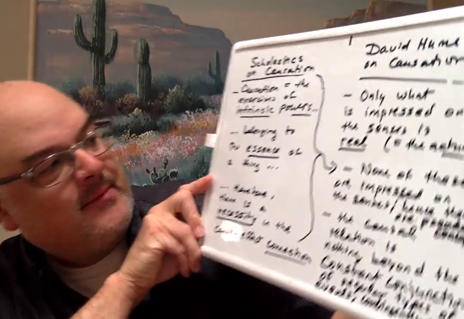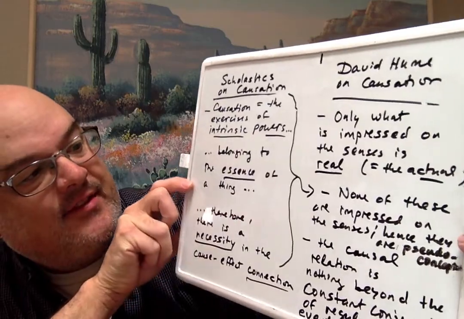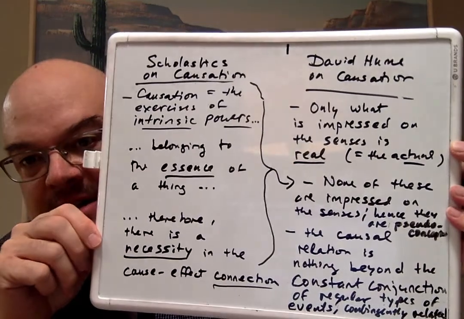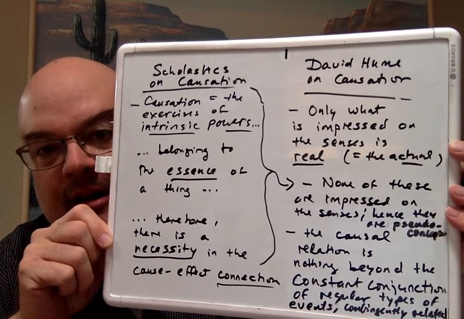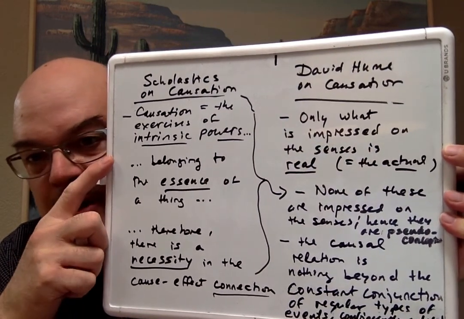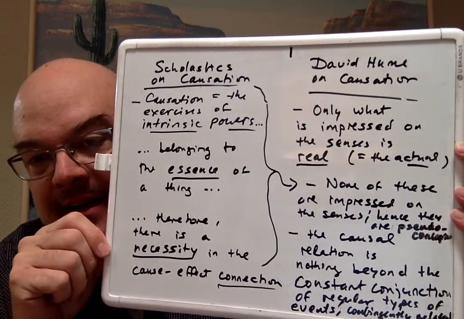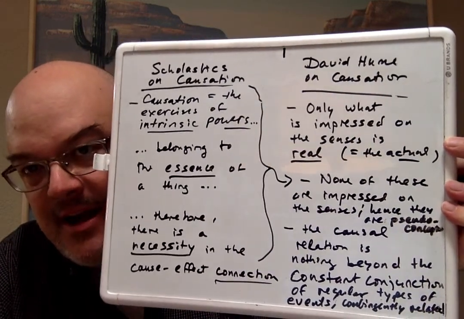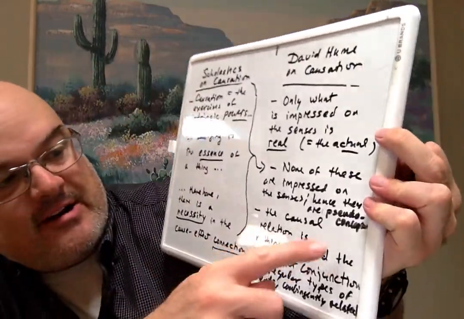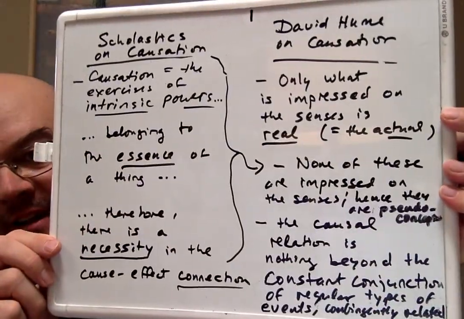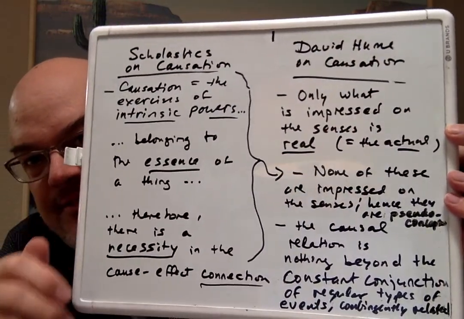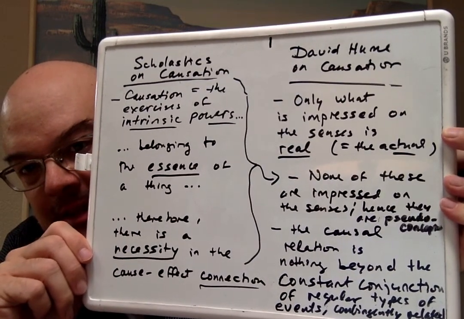Okay, so none of the things that the scholastics asserted, intrinsic power, essence, or necessary connections, are impressed on the senses. This is Hume's famous skepticism. He says, look, we can't trace any of these ideas back to anything that's a real mind-independent object that's impressed upon our senses. In other words, these are all going to be regarded as pseudo-concepts. I don't know if you can read that there, pseudo-concepts. They're figments of the overactive scholastic imagination, in other words.